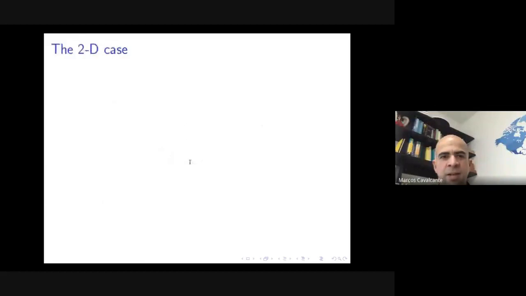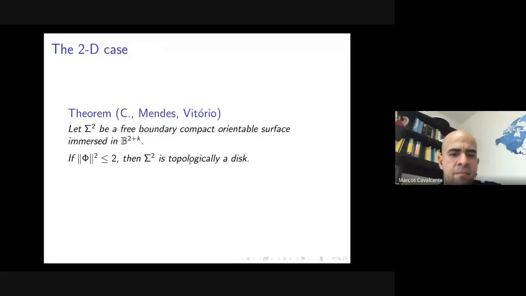And finally, it's more or less a very fast talk. I'd like to mention that we also have a theorem for two-dimensional surfaces. Look, the previous theorems only hold in dimension greater than or equal to 3 for many reasons, but especially because we use the Hardy inequality. That inequality only holds for manifolds in dimension greater than or equal to 3.